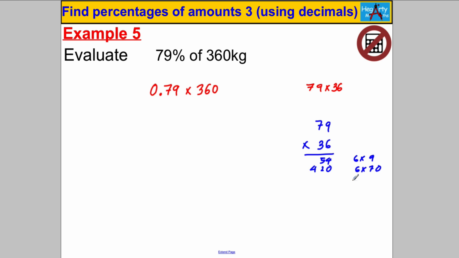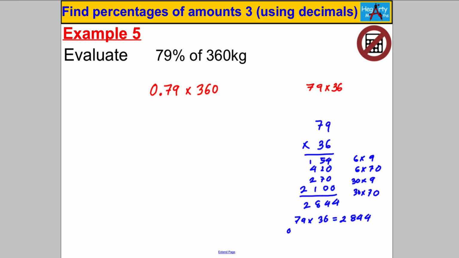30, not 3, multiplied by 9 is equal to 270. And 30 multiplied by 70 is equal to 2100. So I'm going to add those up there. That's going to get me a 4 in that column. 7, add 2 is 9, add 5 is 14, put down the 4, carry the 1. 1 and 4 is 5, add 2 is 7, add 1 is 8, and 2 there. So therefore I know that 79 multiplied by 36 is equal to 2844.